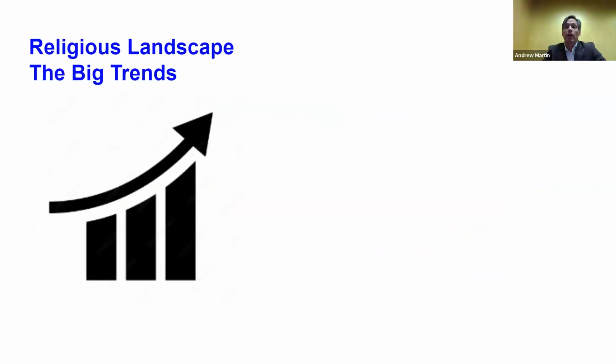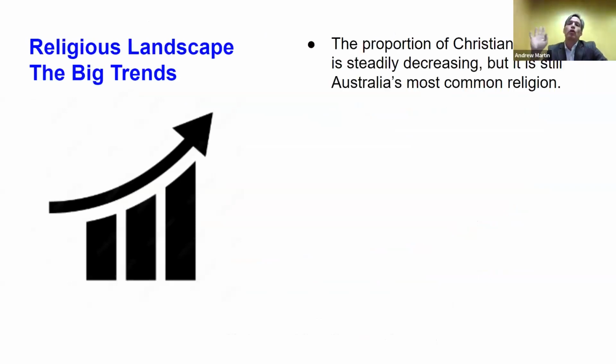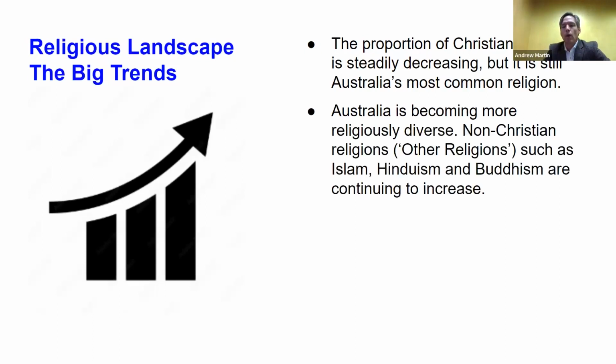So let's talk about those big trends. The first thing that you need to remember in your study is the big trend, the big idea. If you've got these kind of firm building blocks, then we can add accuracy and detail with statistics later. So the proportion of Christian adherents between 1945 and the present has been steadily decreasing. But Christianity is still Australia's most common religion.